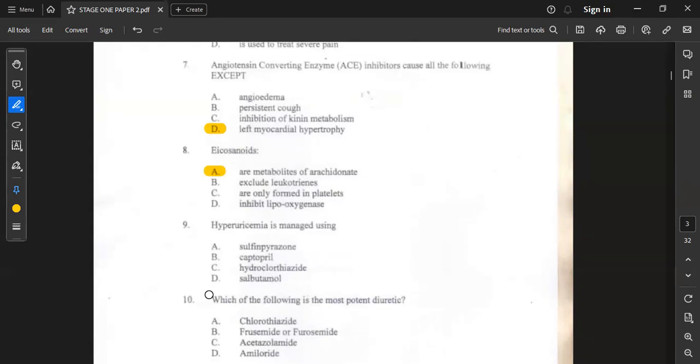Okay. Hyperuricemia is managed by using sulfinpyrazone, captopril, hydrochlorothiazide, or salbutamol. The sulfinpyrazone.